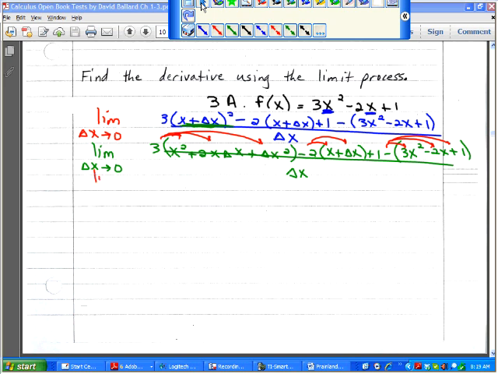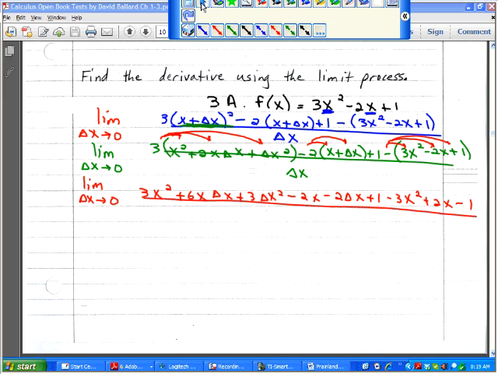And so we're going to have the limit as delta x approaches 0 of 3x squared plus 6x delta x plus 3 delta x squared minus 2x minus 2 delta x plus 1 minus 3x squared plus 2x minus 1 over delta x.